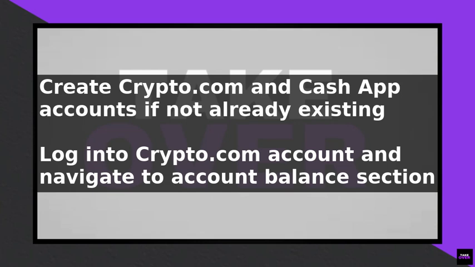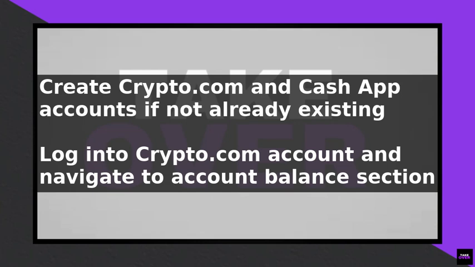Start by logging into your Crypto.com account and navigating to the Account Balance section. Here, you will see a list of all the cryptocurrencies you hold, including their respective balances. Choose the cryptocurrency you want to transfer and click on the Withdraw button next to it.